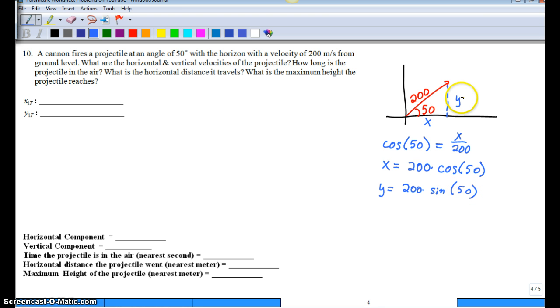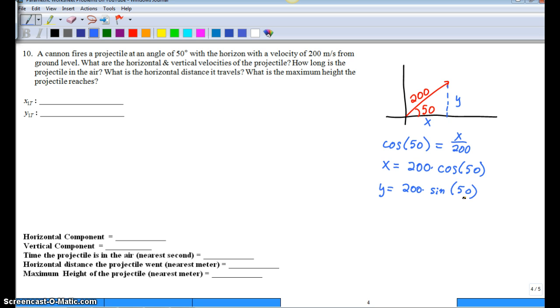If you do sine of 50, it's opposite over 200. So it's just like cosine, except we switch our x and y. Basically, cosine of 50 and sine of 50 are both close to, I don't know, a half maybe. So it's breaking it up, saying that yes, the overall velocity is 200, but the part of that 200 just horizontally is 200 cosine 50, so about half that, and the part of that 200 meters per second vertically is 200 sine 50, or about half of that.